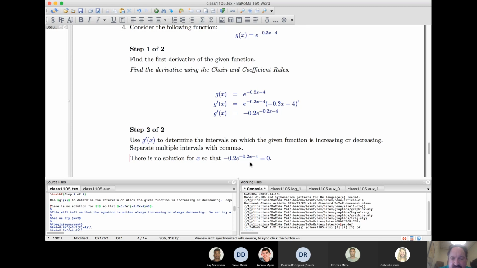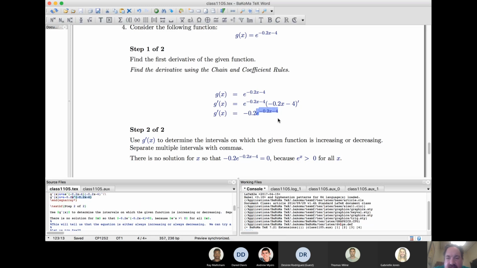actually is no solution. And the reason why is the exponential function is never equal to 0. In fact, it's strictly positive. So this derivative, all right, so this part, e to anything, it doesn't matter what the exponent is. Even this exponent, that's negative. E to anything, always positive. And then it's multiplied by this negative constant. So this derivative is always strictly negative for all x. So there are no critical values.